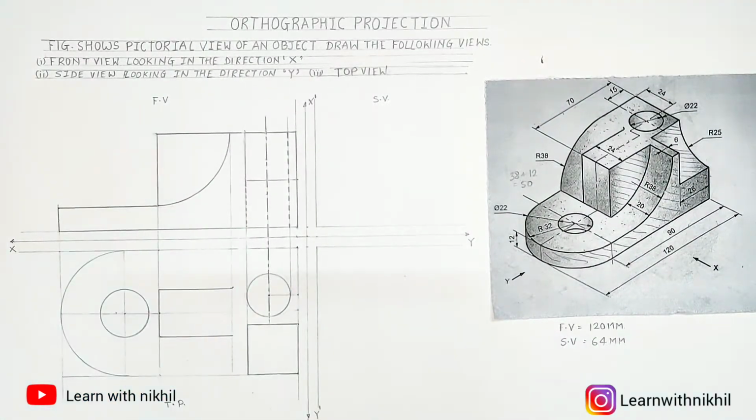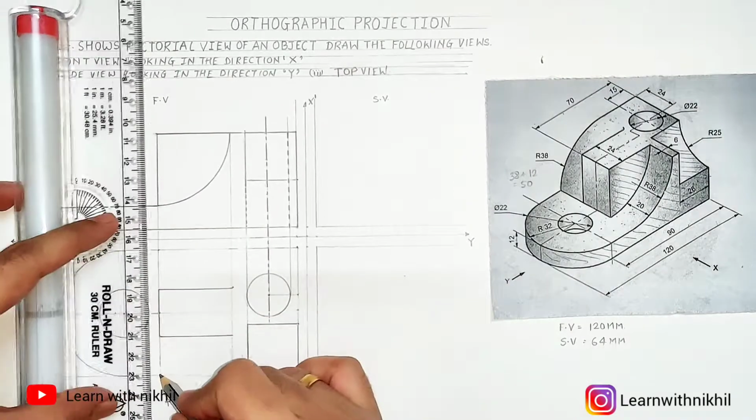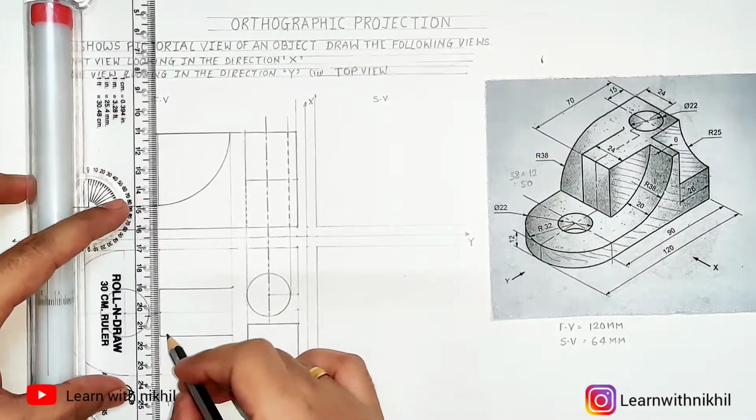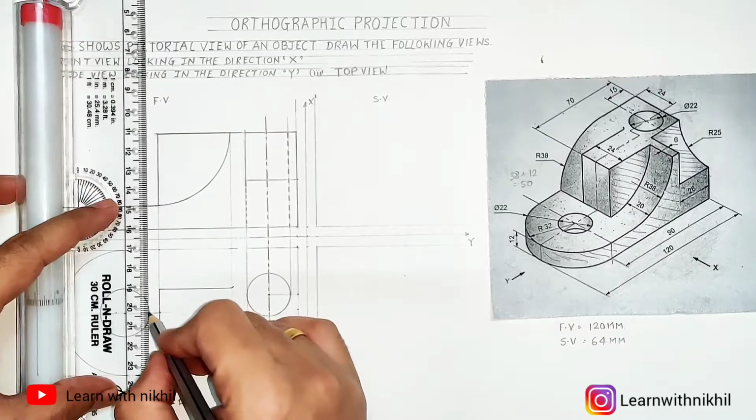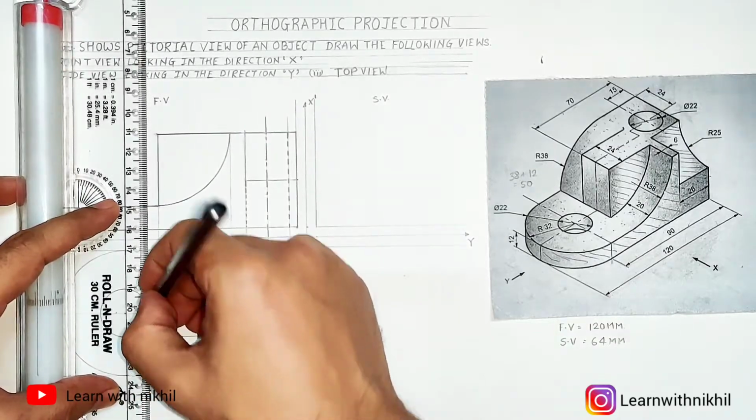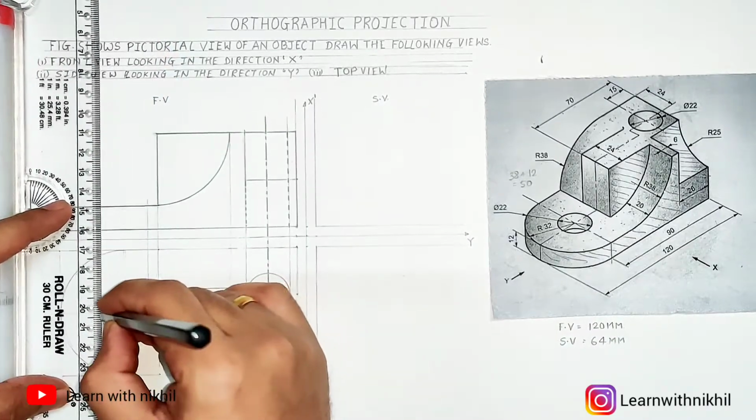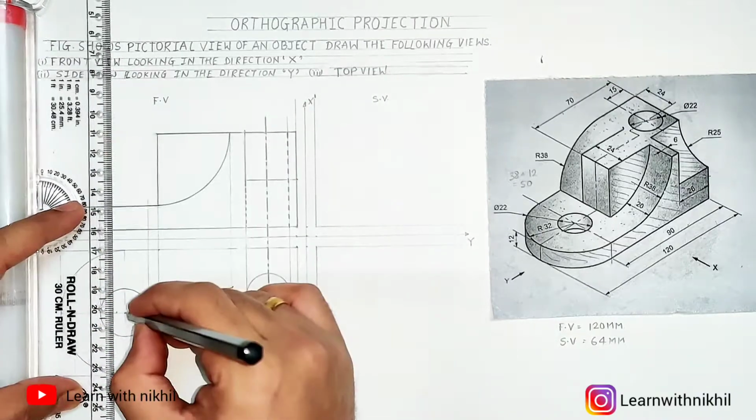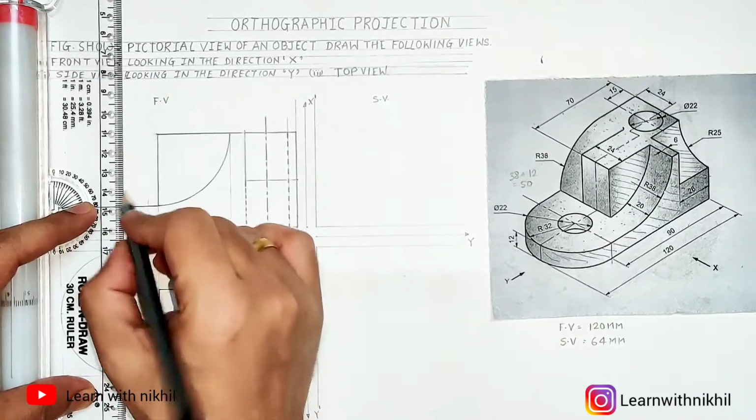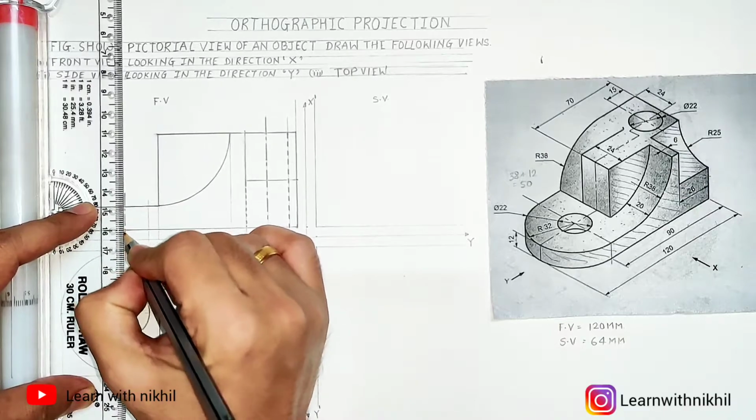Also this circle is hidden in the front view. So same procedure, we'll take the projection of the circle, the center line from the top view to the front view and draw it as hidden lines, that is dotted lines. And also the circle center line.